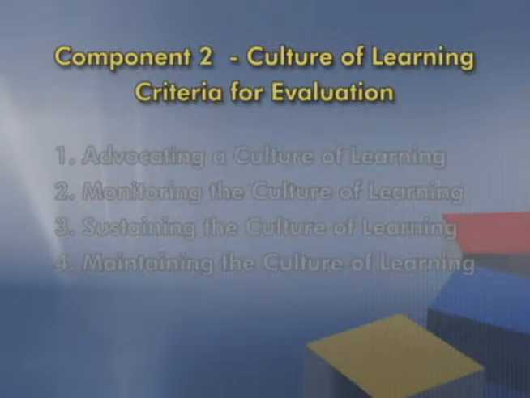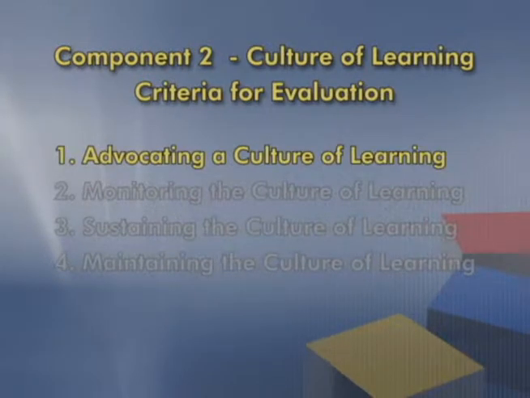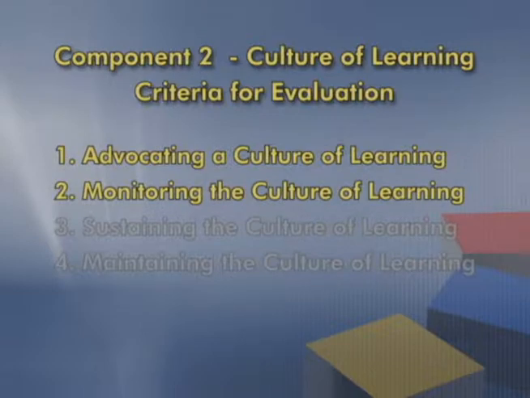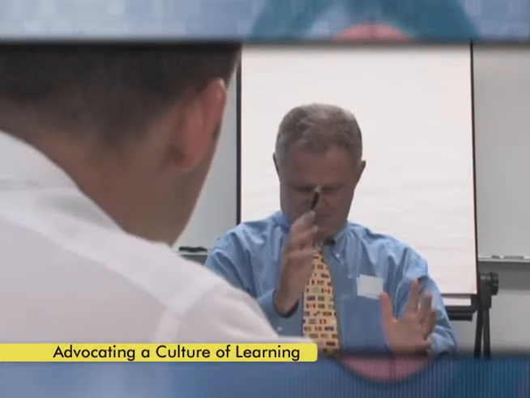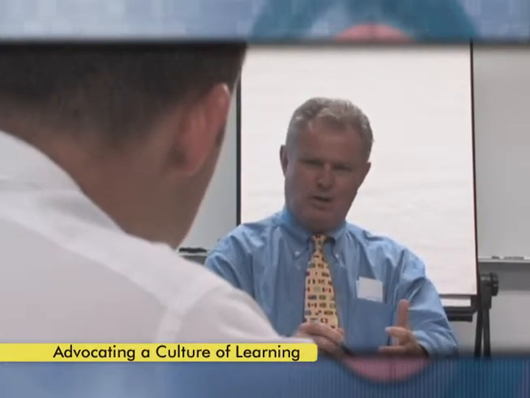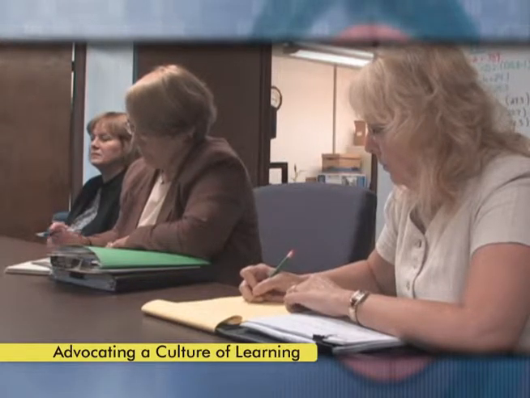The 4 criteria used to evaluate Component 2 are advocating a culture of learning, monitoring the culture of learning, sustaining the culture of learning, and maintaining the culture of learning. For advocating a culture of learning, the administrator provides leadership for assessing, developing, improving, and articulating the school or district culture and instructional program. The administrator shows evidence of how he or she reinforces the instructional program.